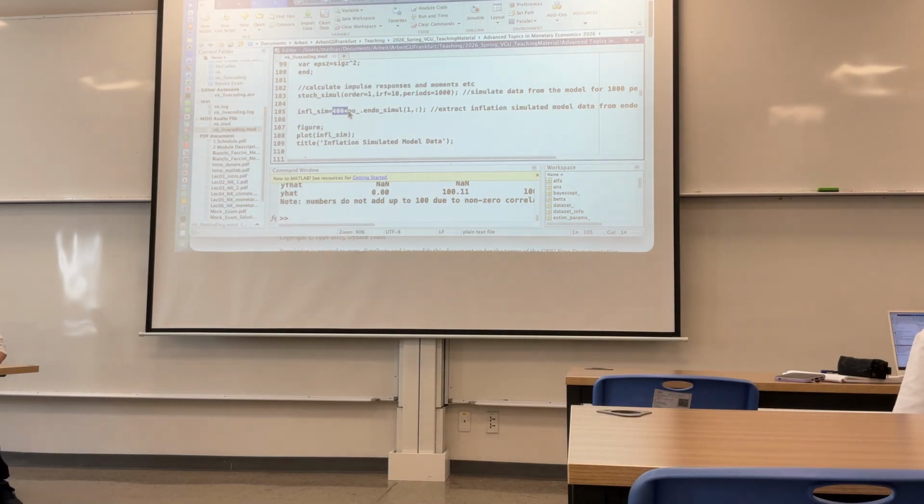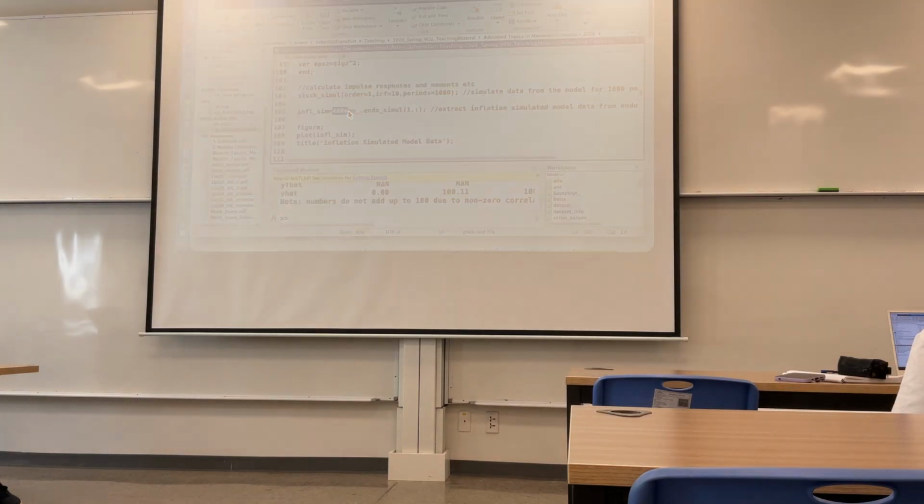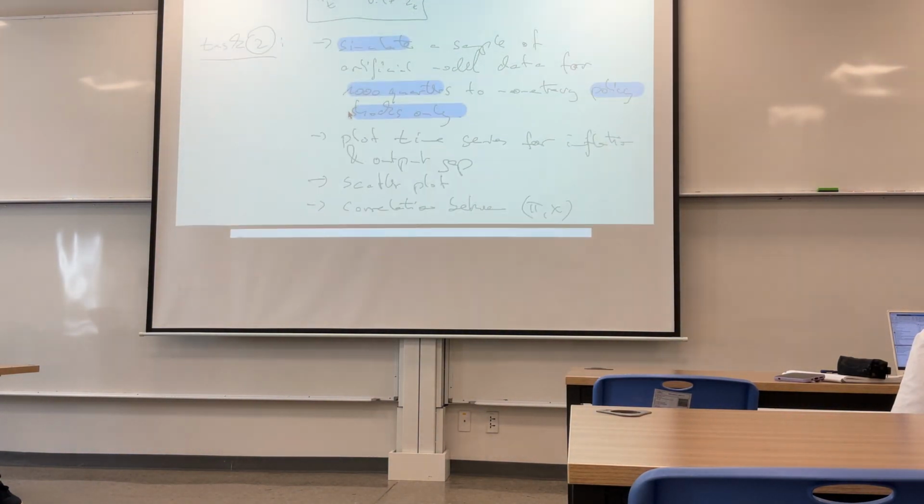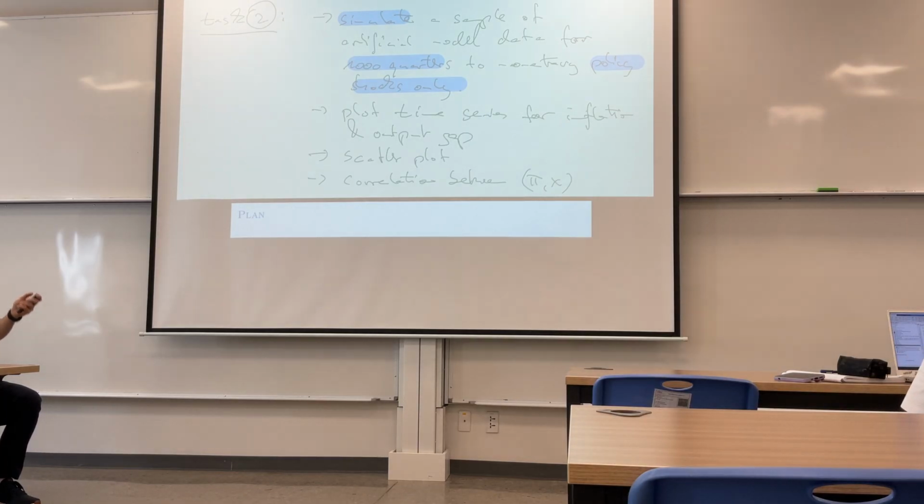Okay. So let me remind you of the task that we have to do, task number 2. We essentially did a lot already. We simulated the model for 1,000 quarters to monetary policy shocks only, and we've plotted the time series for inflation. Now we need to do it for the output gap. The next task is to redo this for the output gap, and then produce a scatter plot and compute the correlation. That's our task. Good. So let's do that.